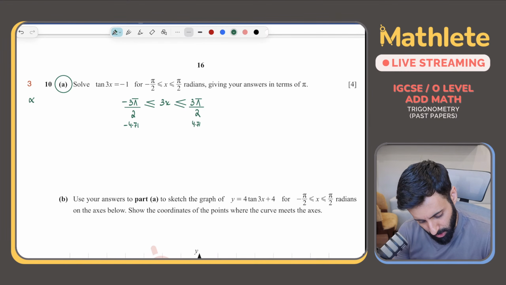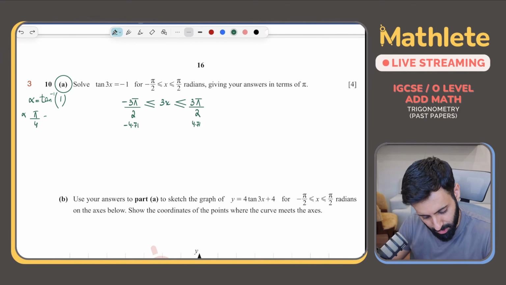Okay. So alpha is equal to tan inverse of 1, which is equal to 45, which means pi upon 4. Once again, a good idea would be to write down the decimal value of pi upon 4.